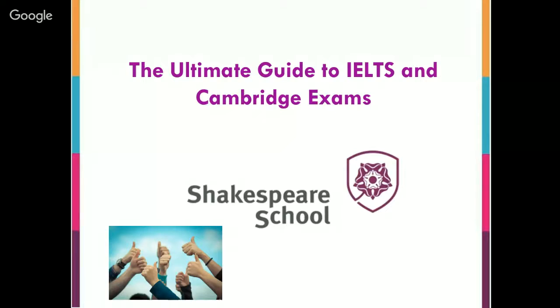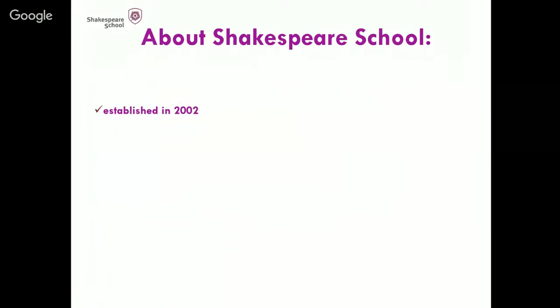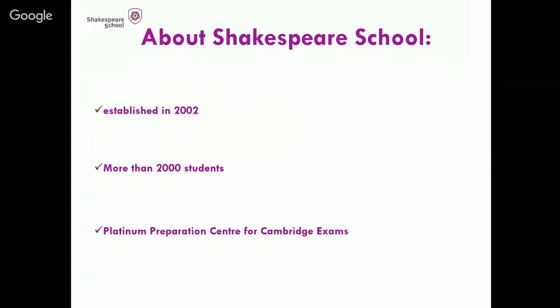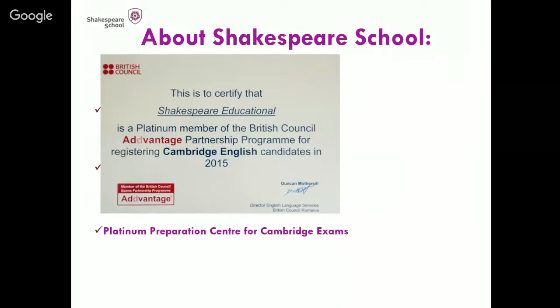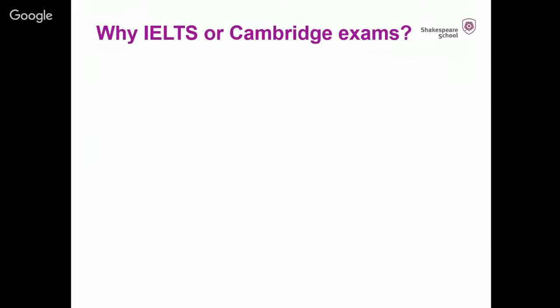About the ultimate guide to IELTS and Cambridge exams, first of all, allow me to tell you something about the organizer of this webinar, Shakespeare School. The few things that you should know are these. We were established as a Center for English Preparation in 2002. There are currently more than 2,000 students attending our classes, and we are a Platinum Preparation Center for Cambridge Exams. As far as this is concerned, allow me to present you with the diploma we have, which states that we are a Platinum Preparation Center. And since we're talking about diplomas, let's see more about why you would like to obtain a Cambridge diploma or an IELTS statement of result.